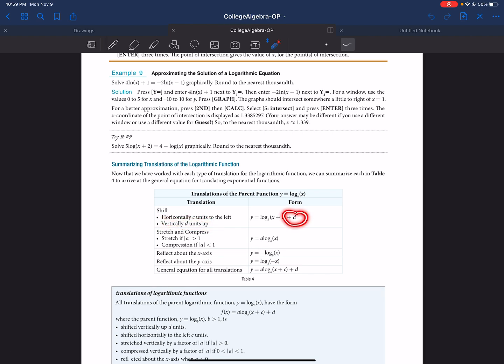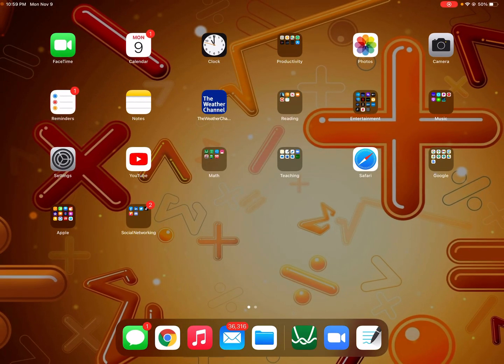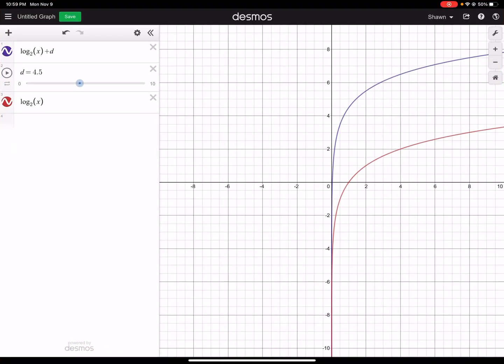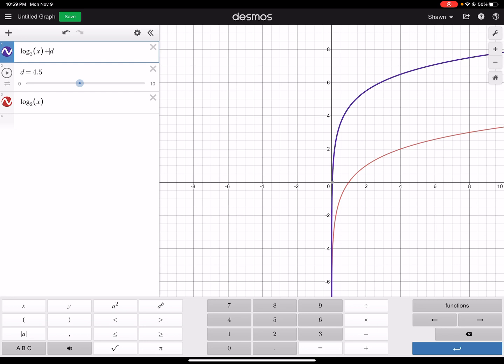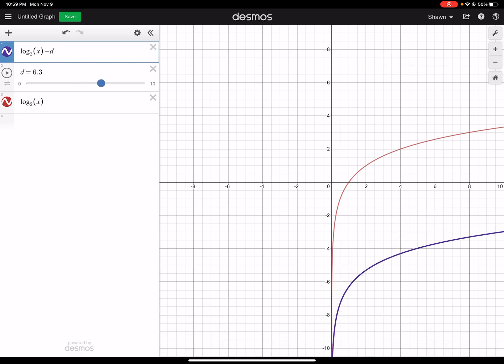Well, if a plus d makes it go up, a minus d is going to make it go down. And so if I did nothing but change that to a minus, now you can see it goes down by that much. So we start out even with the original function, the parent function, and as d grows, now we're subtracting a positive number, and that's going to drive the function downward. And so you can see the movement happen right there as I allow d to grow.